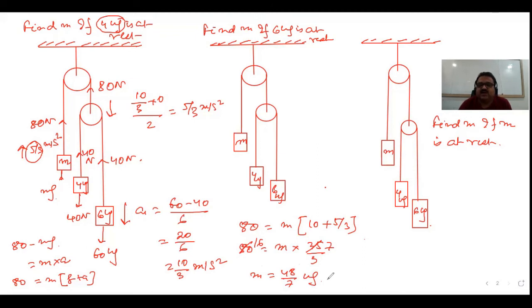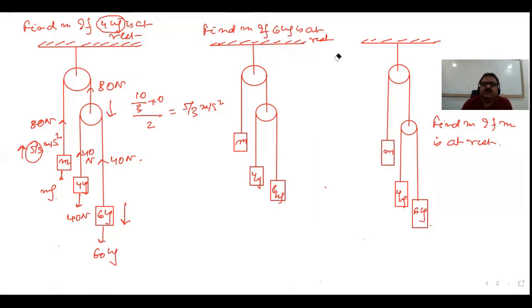So now let's take the second problem. Now in this case, 6 kg mass is at rest. So what we can write? 60 Newton acting upward and 60 Newton acting downward. That means this 60, this 40. So in this case, the upward force is more than downward force. So what we can write? 60 minus 40 divided by 4 is equal to A1. Hence A1 equal to 60 minus 40, 20 by 4, 5 meter per second square.